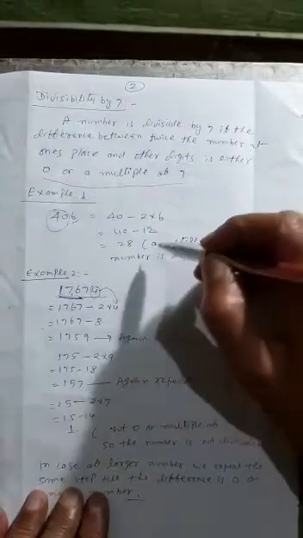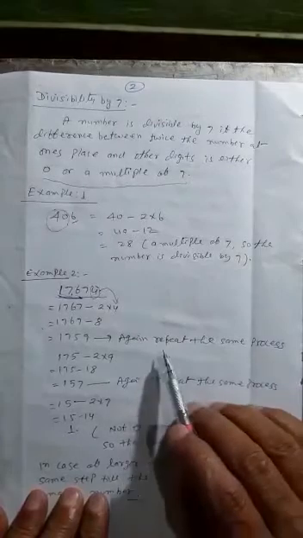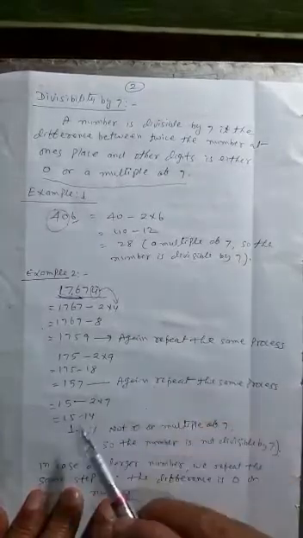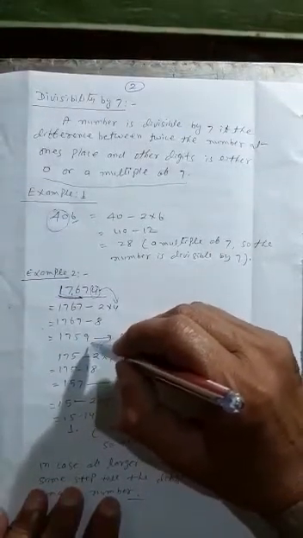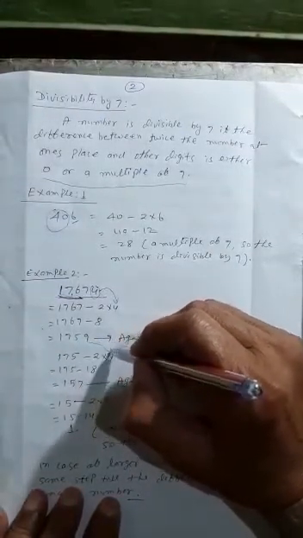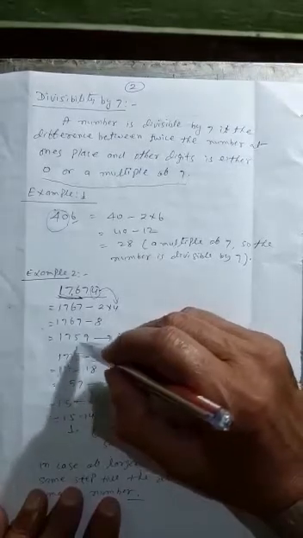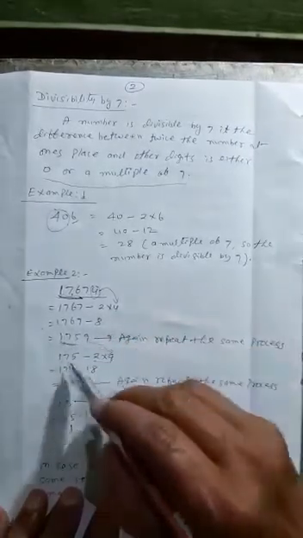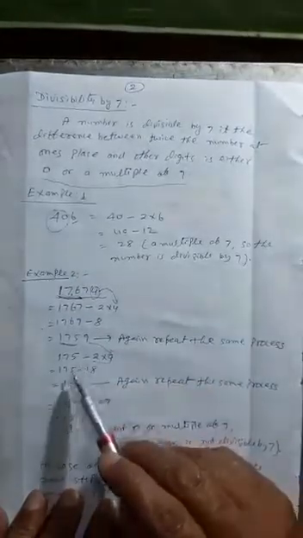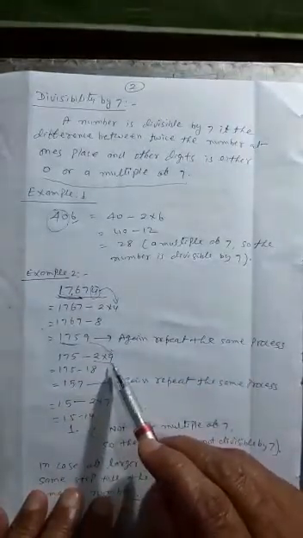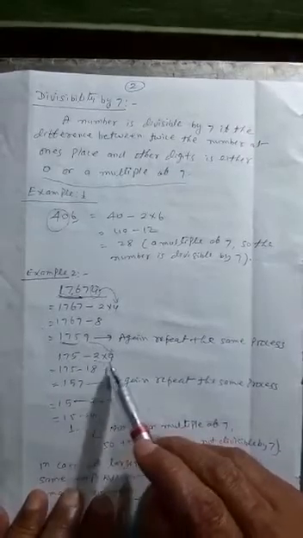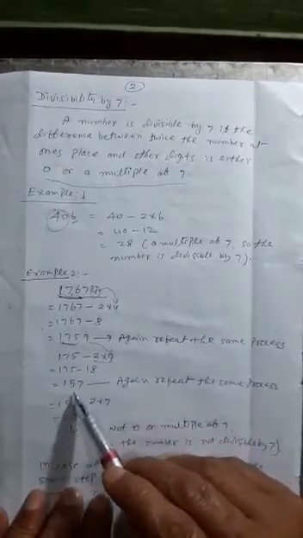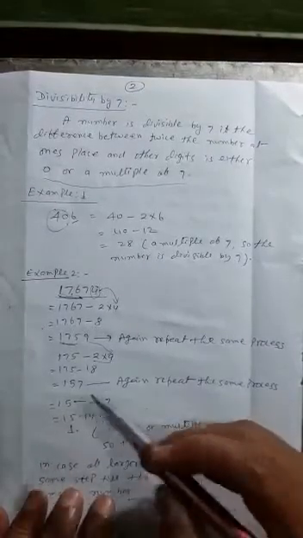Here again we shall apply the same rule. Again repeat the same process, same steps, same rule. Again, what is to be done? Here the unit place is 9. This 9 will be multiplied by 2 and the remaining number is 175. 175 minus 2 into 9, which is 18. 175 minus 18 is equal to 157.